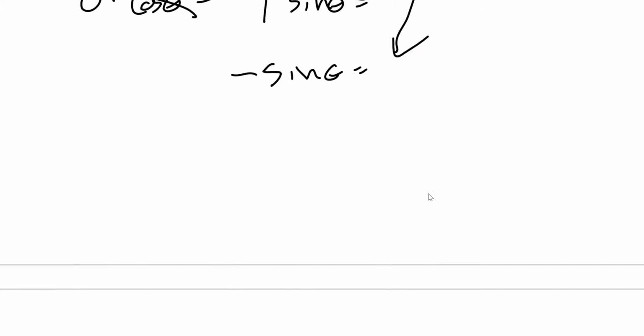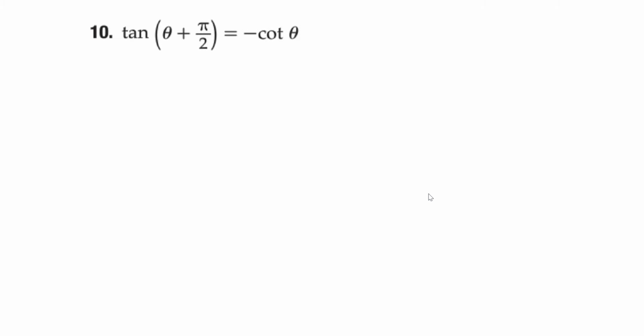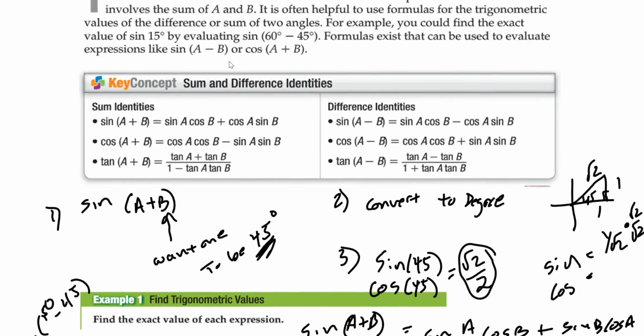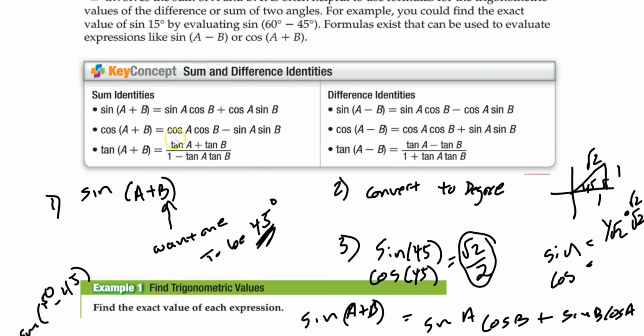Let's get a little more difficult. So tan of theta plus pi over 2 equals negative cotan theta. Now we haven't done a tan one yet, so I'm going to go look at the formulas to remind myself. Alright, so tan plus is tan A plus B over 1 minus tan A times tan B.